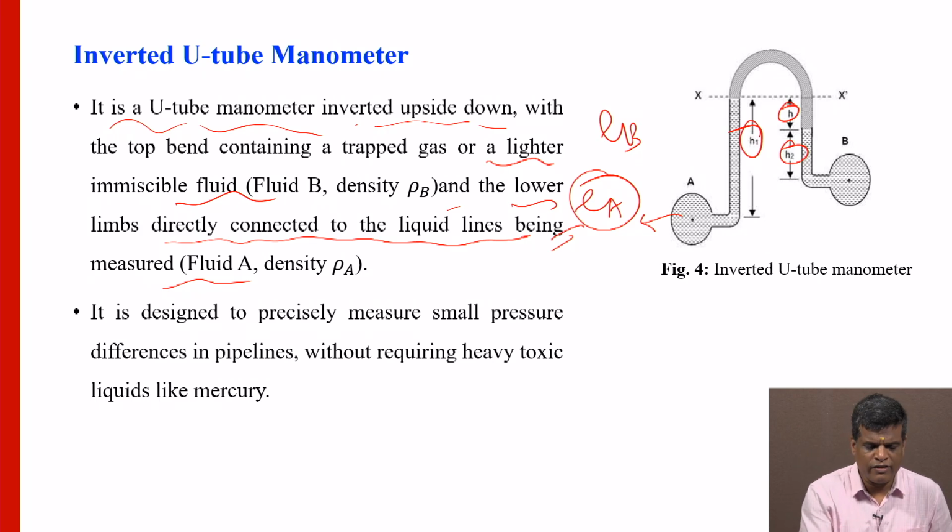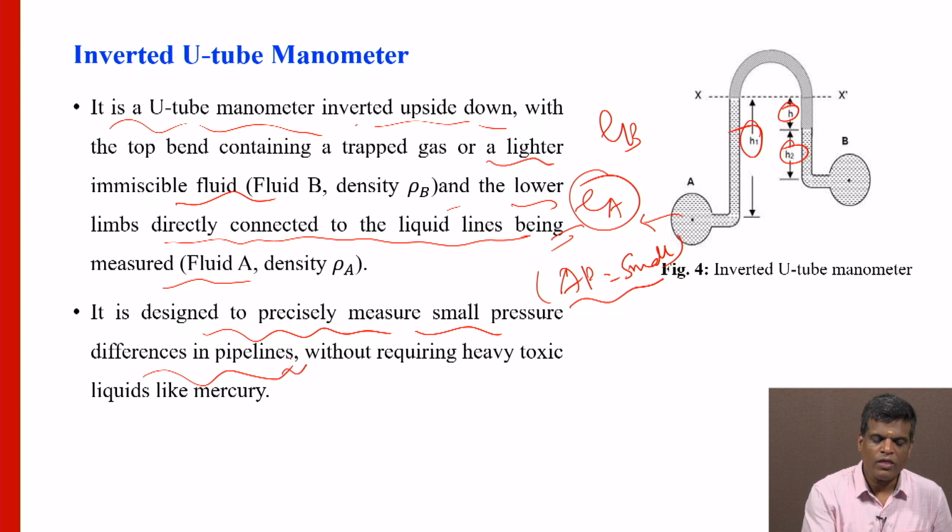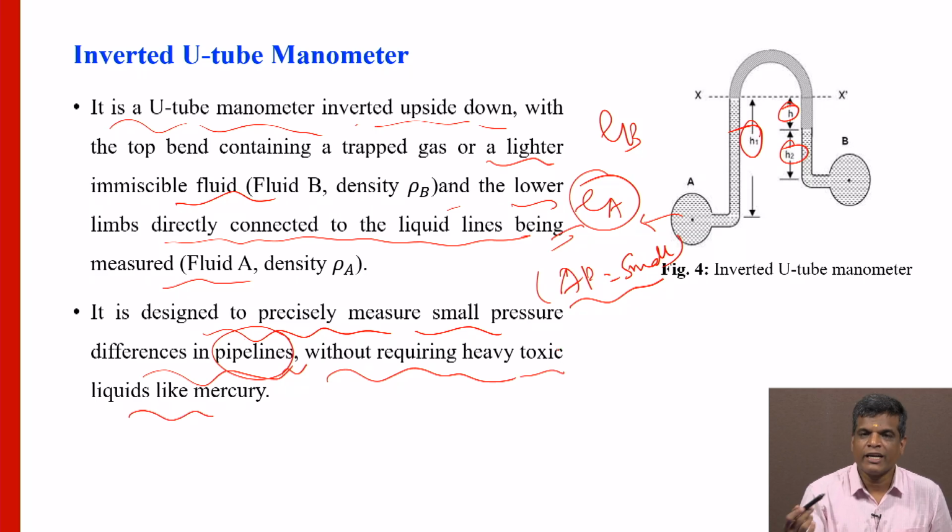So it is definitely very useful for measuring small pressure differences. Wherever the pressure difference delta P is small, this is useful. If delta P is higher, maybe it is not suitable. Whenever the pressure difference is small, the inverted U tube manometer is very useful to measure in a pipeline, without requiring a heavy toxic liquid like mercury. We can measure the pressure drop without it. So that is called an inverted U tube manometer, the reverse of the other one.